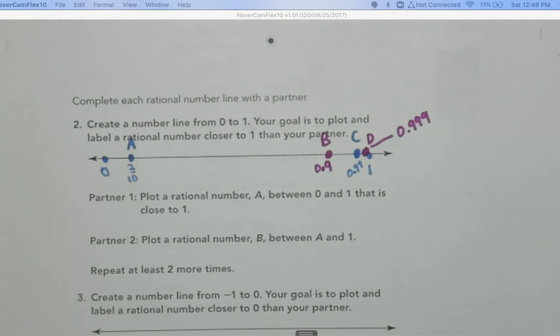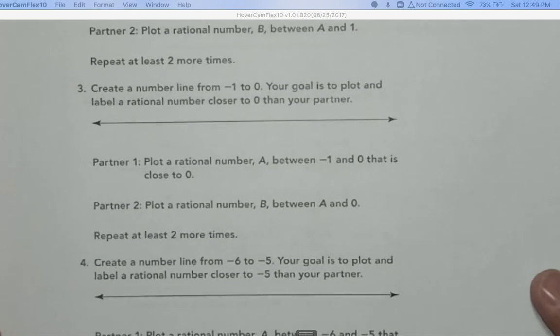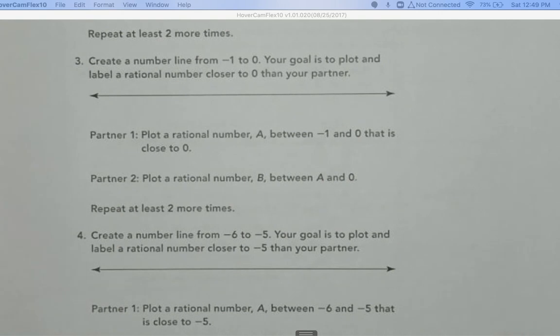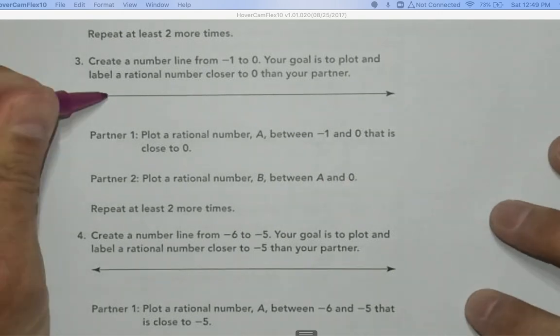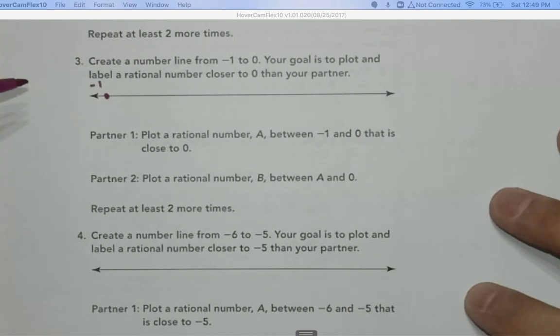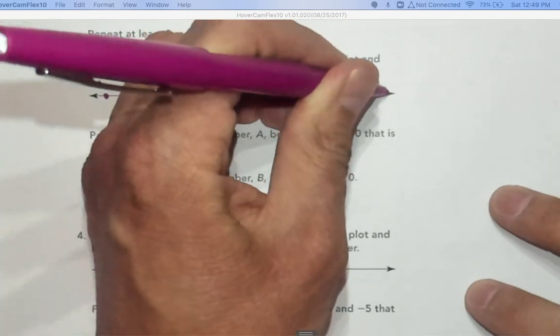There's an infinite number of rational numbers between any two numbers. I can keep getting smaller and smaller. All right, number 3: create a number line from -1 to 0. So -1 would be over here, and 0 would be over here.